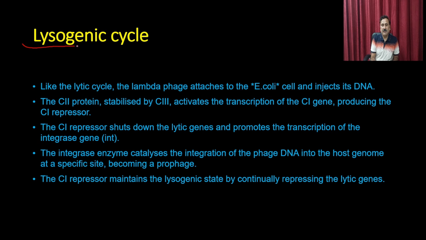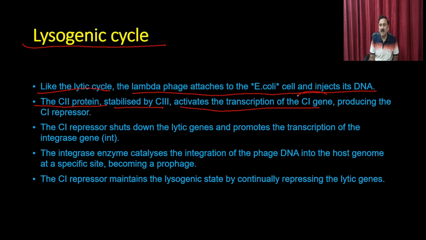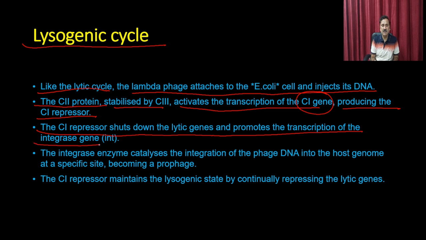Then we have the lysogenic cycle. Like the lytic cycle, the lambda phage attaches to the E. coli and injects its DNA. The C2 protein, stabilized by C3, activates the transcription of the cI gene, producing the cI repressors. The cI repressors shut down the lytic genes and promote the transcription of the integrase gene.